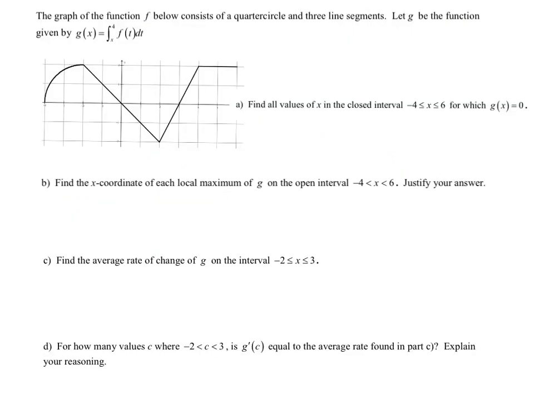All right, the graph of the function f below consists of a quarter circle and 3 line segments. Let g be the function given by the integral from x to 4 of f of t dt. All right, so let's slow down and get a couple things clicking here. I want to be clear that this is f, and let's go ahead and get those areas.